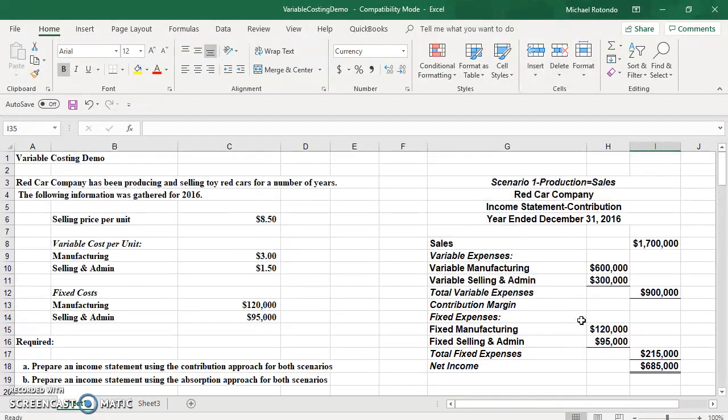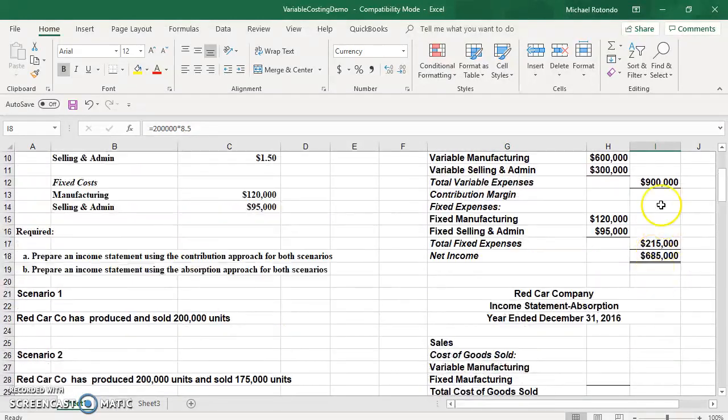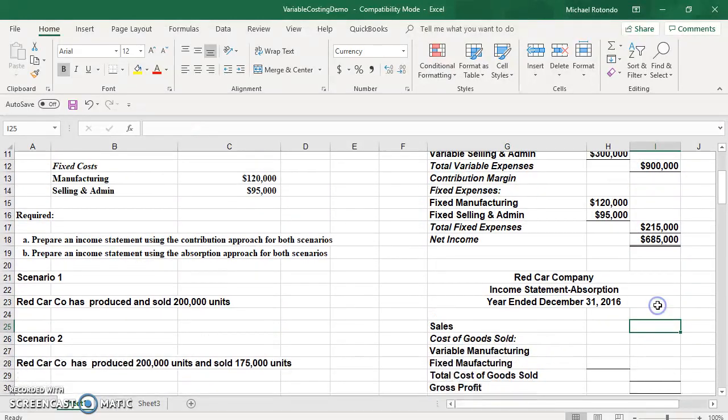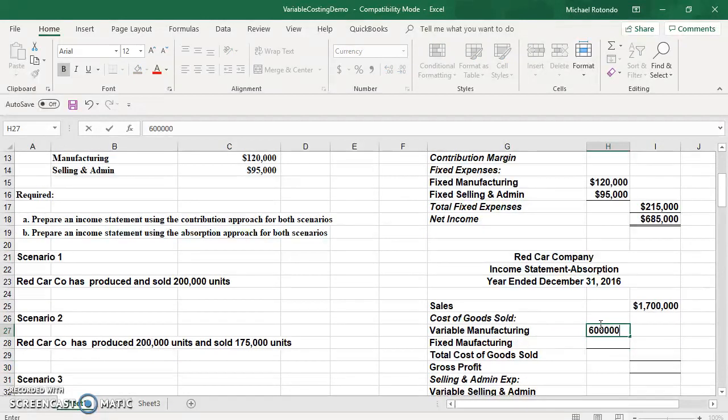We're having the same numbers, and remember, under variable costing, our fixed expenses are going to be considered period costs. All right, so let's try it and see if we come up with the same net income. So we have sales of 1,700,000. Our variable manufacturing is going to be the same. That was 600,000. Our fixed manufacturing is 120.